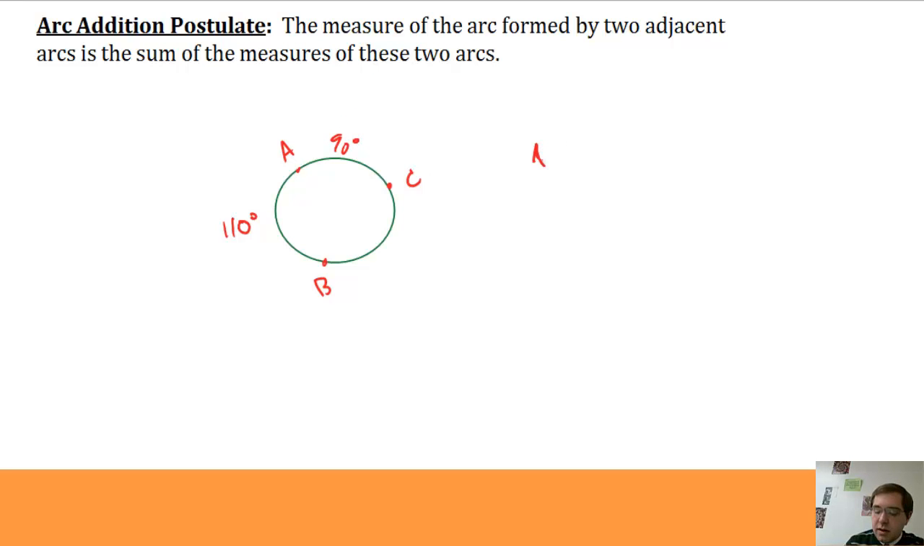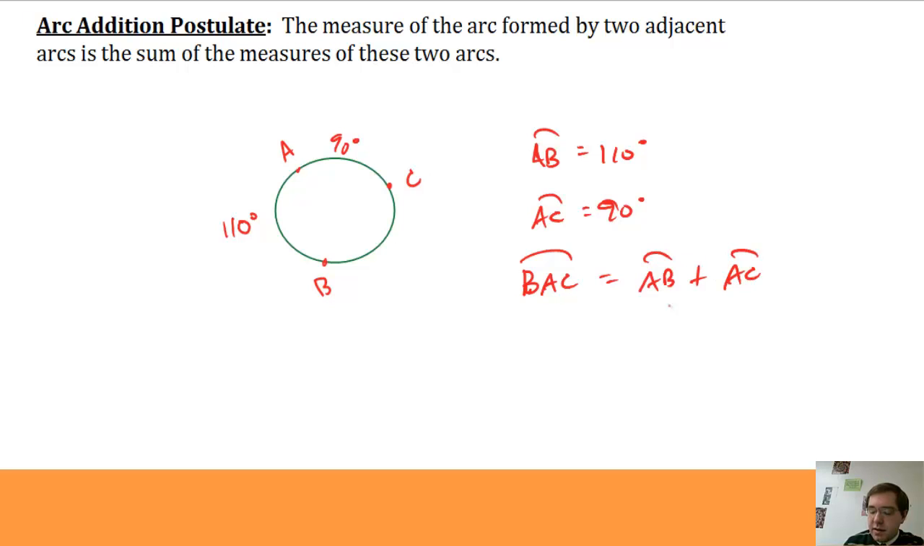So arc AB is 110, arc AC is 90. So arc BAC is going to be arc AB plus arc AC, which would be 110 degrees plus 90 degrees, which would be 200 degrees. Pretty simple and basically common sense. If two arcs share an endpoint, then they're adjacent arcs, and so we can add the two numbers together and get the measure of the whole arc.